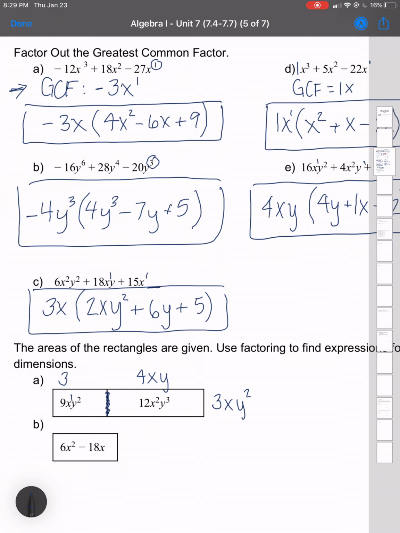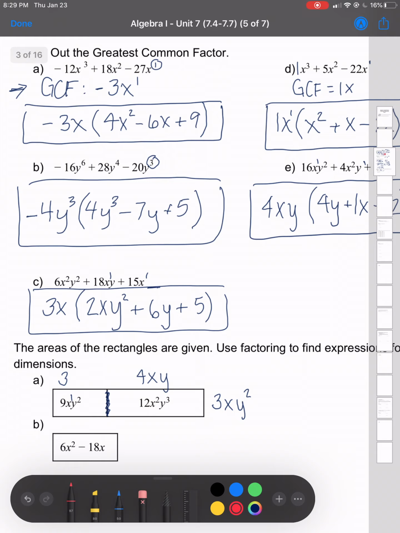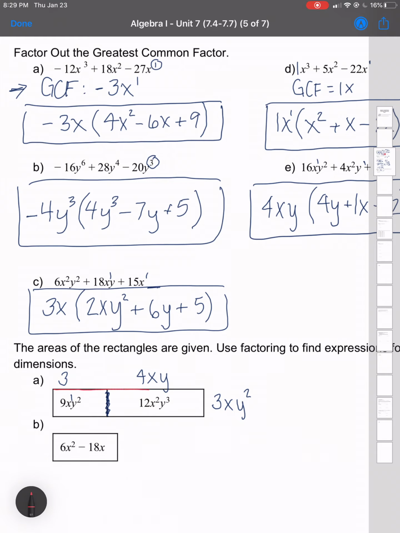And if you're looking for the whole length, which would be this, we would simply add the two rectangles together with a plus sign.